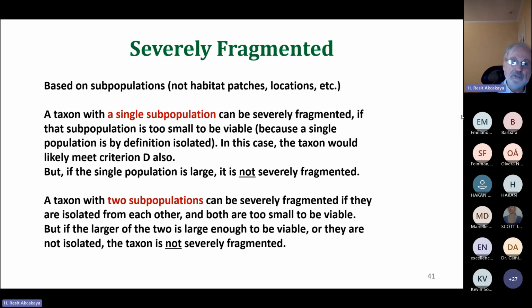But if the population is large, then it will not be considered severely fragmented, right? Even if it's a single population and it is several hundred individuals, it's not severely fragmented. Another question that comes up is, can two subpopulations be severely fragmented? They can be with this definition if they are isolated from each other and both are too small to be viable. So if there are two small populations, let's say 20, 30 individuals each, and they are isolated, that is definitely severely fragmented because 100% of the individuals are in small isolated populations. But if the larger of the two subpopulations is large enough to be viable, then they are not isolated, the taxon is not severely fragmented. Because if one is large enough to be viable, that means more than half is in the viable, so it's not severely fragmented.